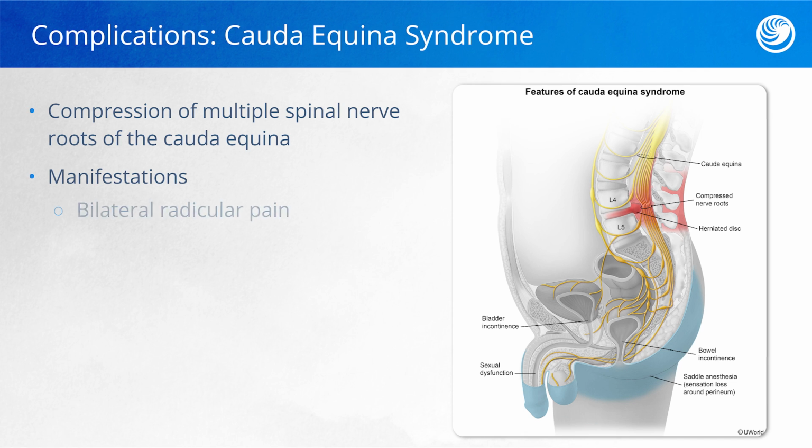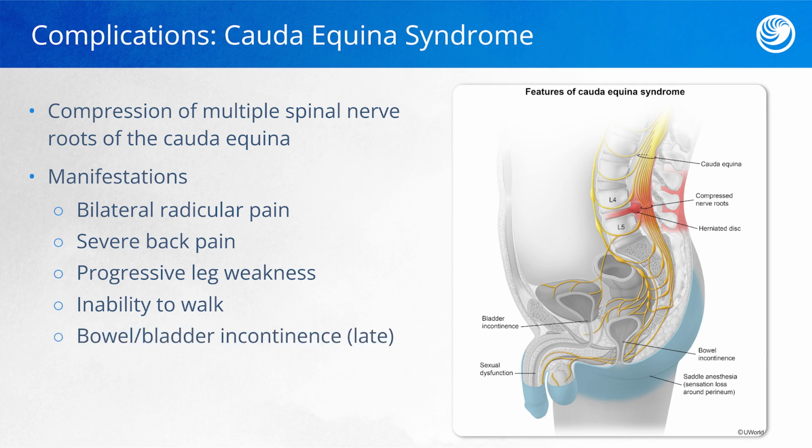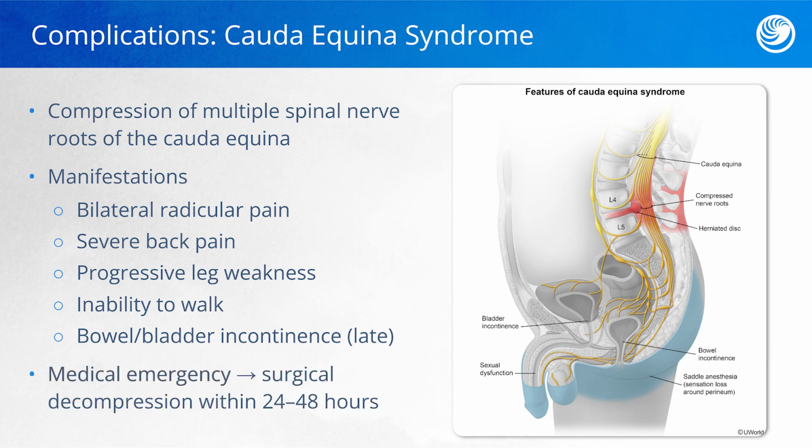The client will have bilateral radicular pain. They'll have severe back pain. They may have progressive leg weakness in one or both legs, and they may even lose their ability to walk. They may have flaccid paralysis of their lower legs with no muscle control. The client may experience one-sided or bilateral paresthesia in the buttocks and perineal area, and the client may experience incontinence of their bowels or bladder. This is a medical emergency.